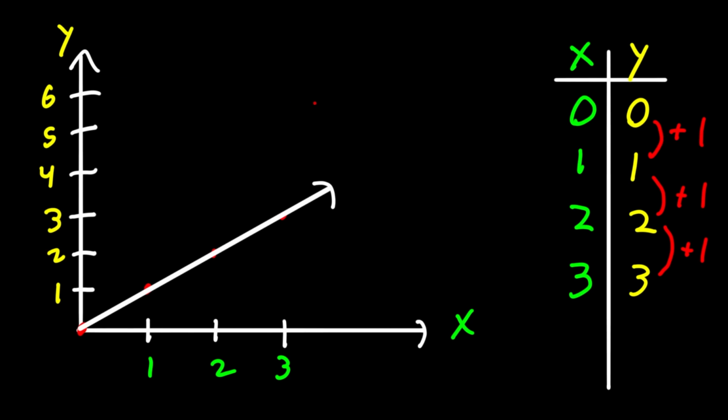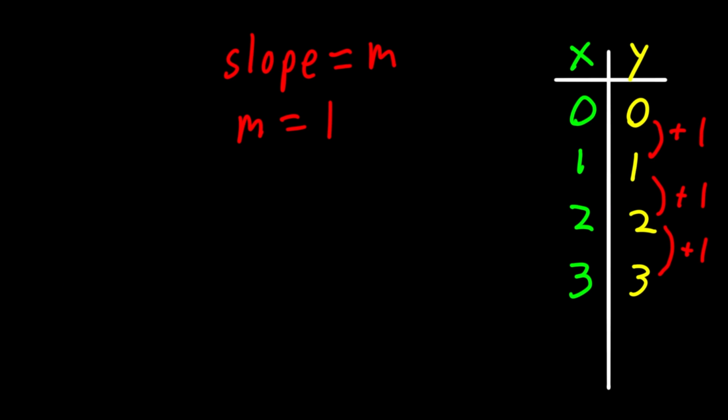This number is called the slope. And in math, we like to write the slope as the letter m. So the letter m just means the slope. And in this case, the slope equals 1 because it's increasing by 1. Now let's pretend you didn't know what the equation is. The equation is y equals x, but let's pretend that we don't know that.